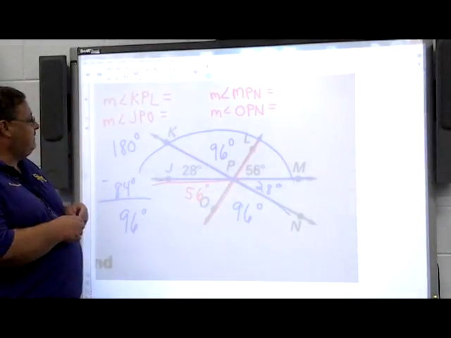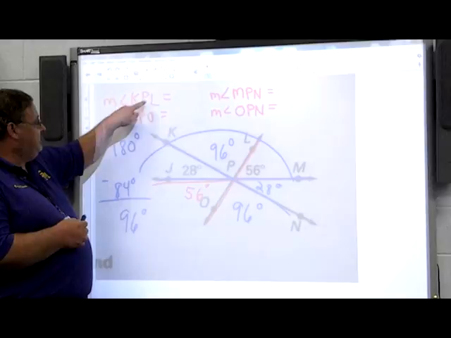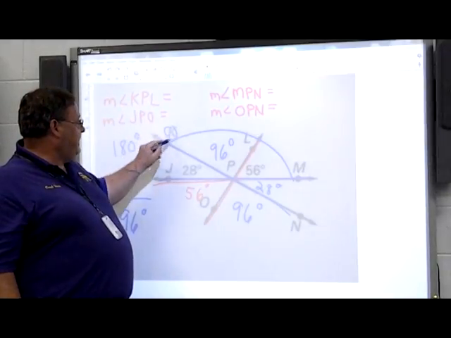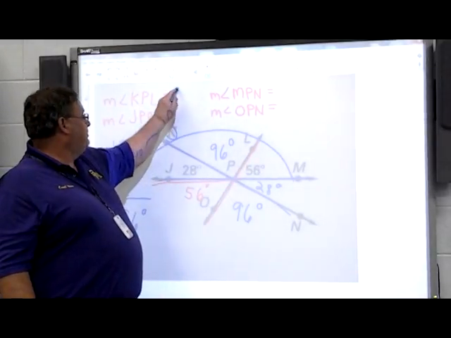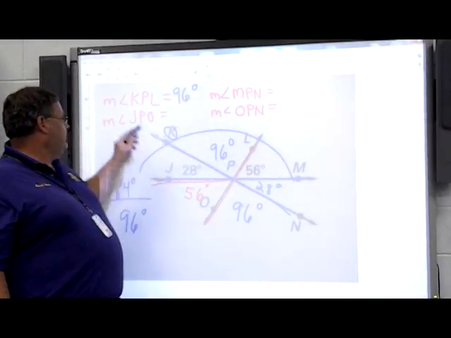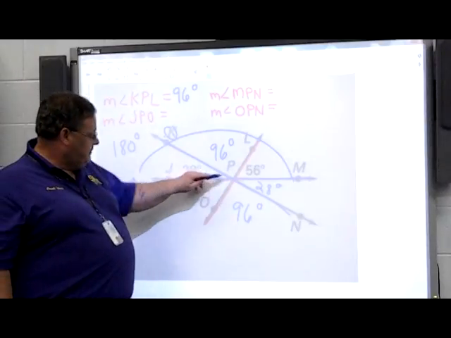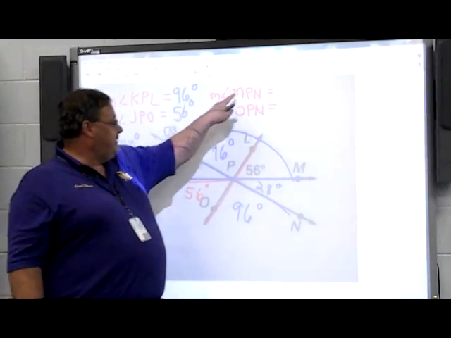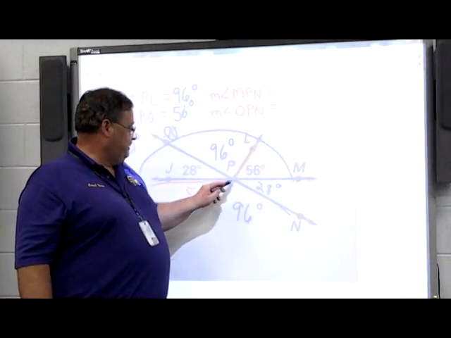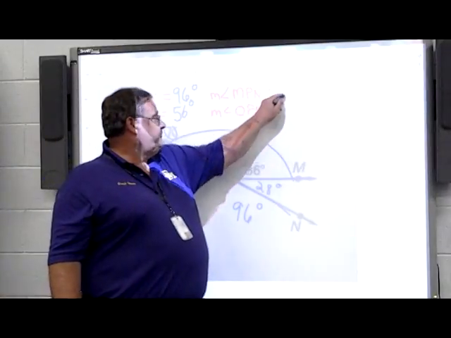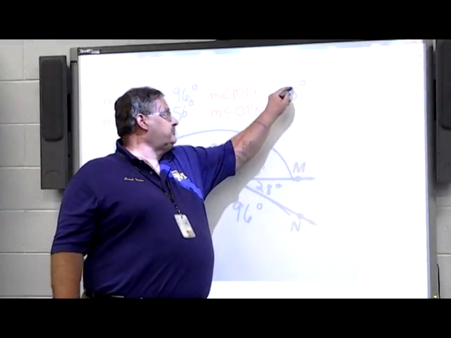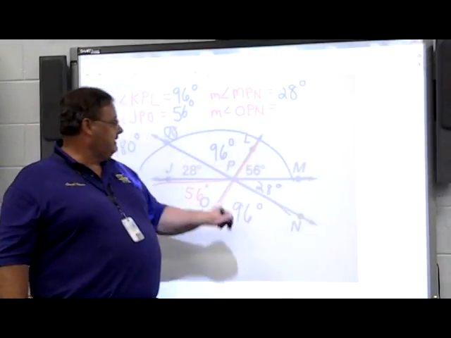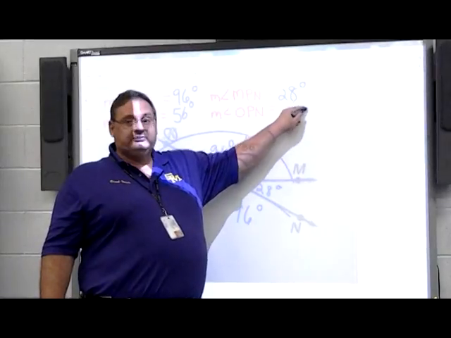And the question they asked me was, what is the measure of angle KPL? Going back to what we talked about earlier, make sure you start at point K. K, P to L would be 96. JPO, J, P to O, we found was 56. MPN, M to P to N, we found was 28 degrees with vertical angles. And last but not least, OPN, and it again was 96 degrees.